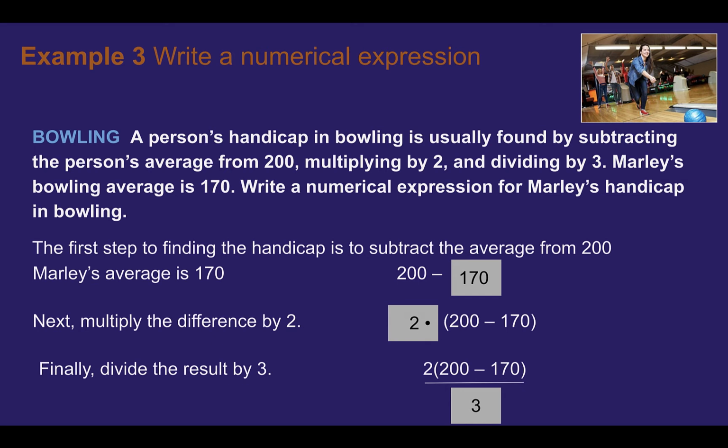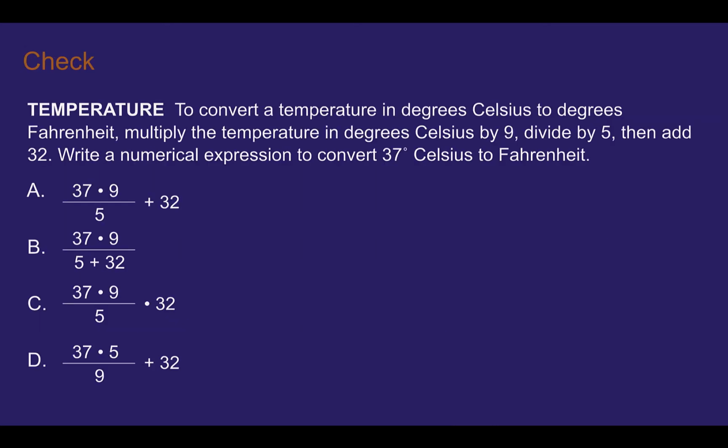So if we want to calculate that out, 200 minus 170 is 30. 30 times 2 is 60. Then 60 divided by 3 is 20. So Marley's handicap would be 20. Check your understanding of writing a numerical expression. Read through the context, then choose which numerical expression correctly converts 37 degrees Celsius to Fahrenheit. Pause the video and figure it out now.